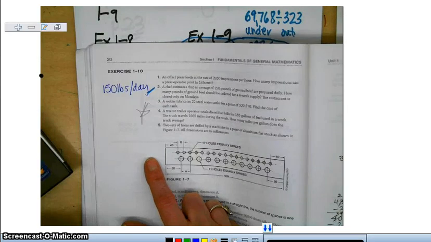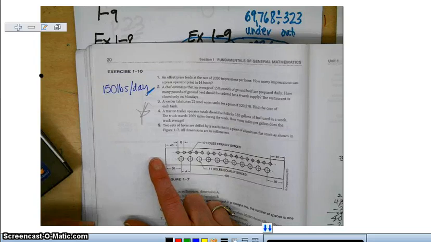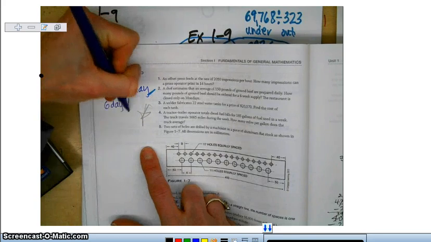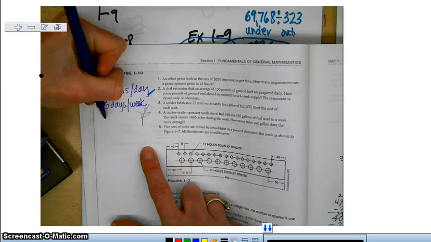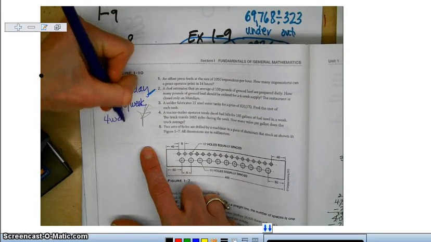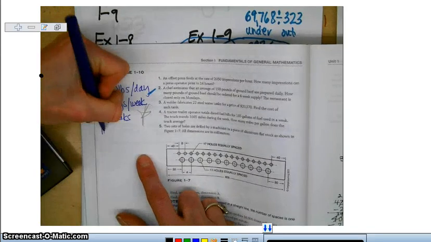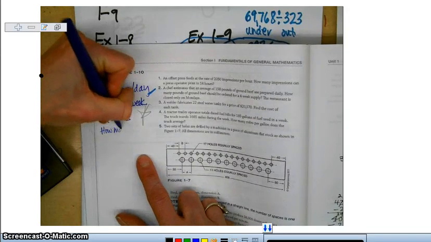Okay, so how many pounds of ground beef should be ordered for a 4-week supply? So basically I just need to figure out how many days are in 4 weeks. But the thing that they tell me is that it's closed on Monday. So what I know is that it's only open 6 days per week, and then I want to do 4 weeks. So the first thing I need to figure out is how many days, okay? How many days?